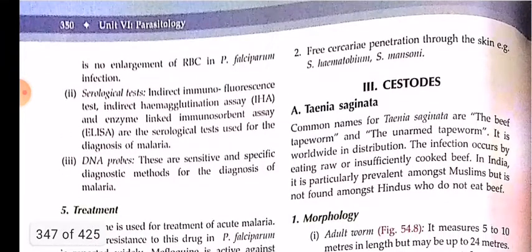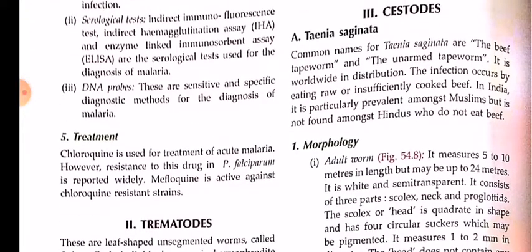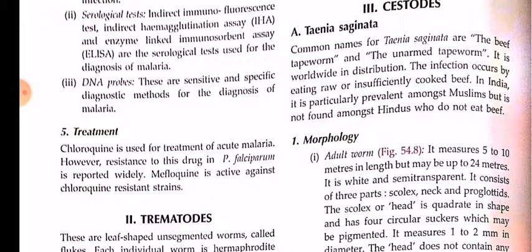Serological tests: indirect immunofluorescence test, indirect hemagglutination assay (IHA), and enzyme-linked immunosorbent assay (ELISA) are the serological tests used for the diagnosis of malaria. DNA probes are sensitive and specific methods for the diagnosis of malaria. Treatment: chloroquine is used for treatment of acute malaria. However, resistance to this drug in P. falciparum is reported widely. Mefloquine is active against chloroquine resistant strains.